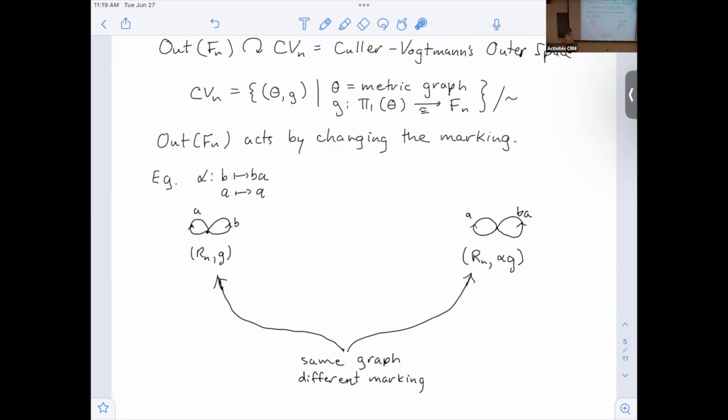Well, we do this by something we call folding one graph onto another. So what I'm going to do is take this B edge and fold it around the A edge so that it now goes around the A and the B edge.